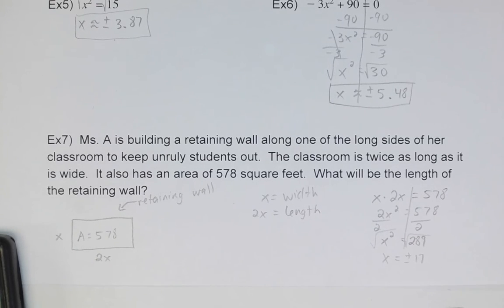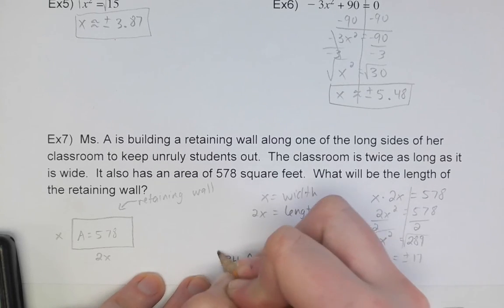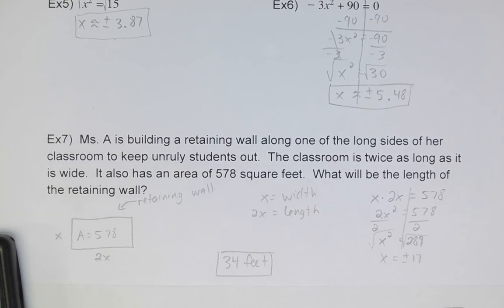And this is where we have to think about, does a negative answer make sense? If I have negative 17 as a length, would that make sense? No, so I'm going to just use the positive answer here. But remember, 17 is what x is, and the length here that we're looking for is actually 2x. So 2 times that 17 means that my retaining wall is 34 feet. Okay?